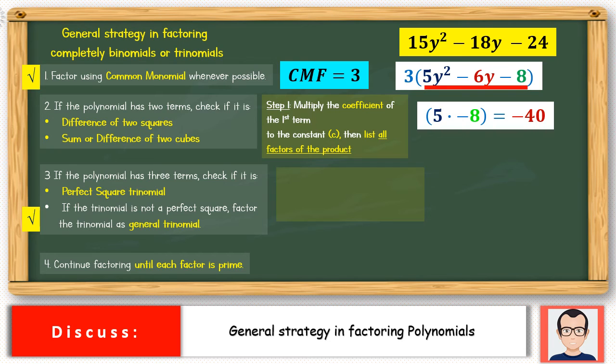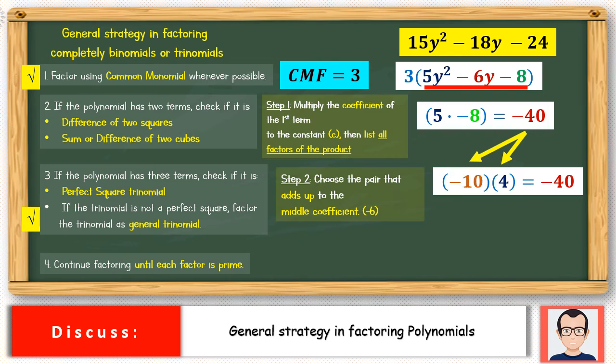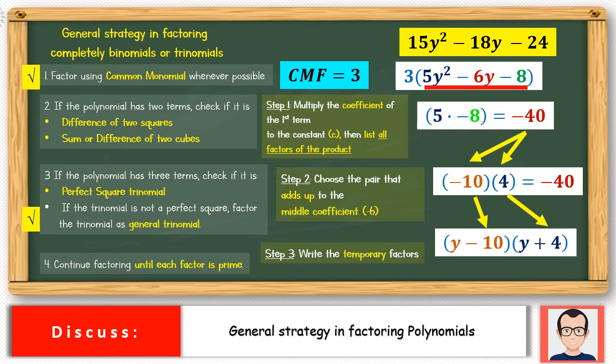Step 2. Choose the pair that adds up to the middle coefficient. The middle coefficient is negative 6. What do you think would be the factors? Alright, that's correct. That would be negative 10 and positive 4, since their sum is equal to negative 6. For step 3, write the temporary factors, and that would be y minus 10 times y plus 4.